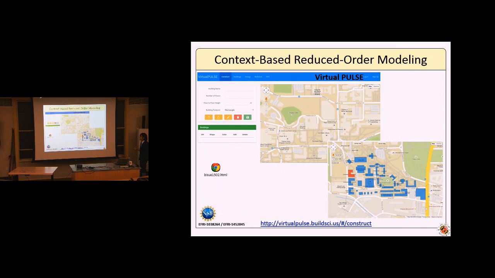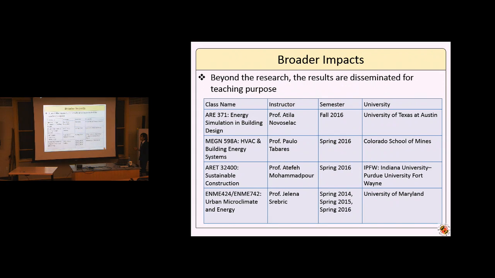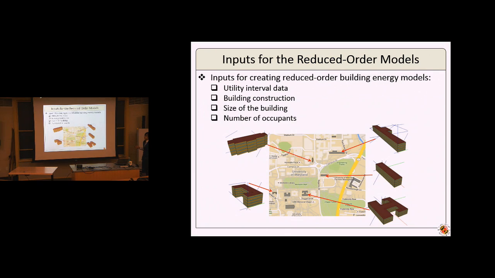Currently, 4 campuses are using it for classes, including UT Austin and the Colorado School of Mines. We are hoping more universities will use it, but we are not expanding it so far because we are trying to test and make sure it's working. The other thing I would like to emphasize is what kind of inputs I need for the reduced order model. Some might say, okay, you have the models, but how are you accounting for some of the inputs?